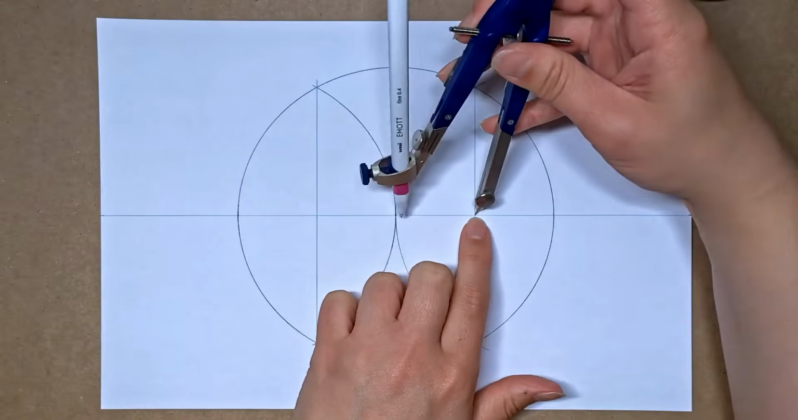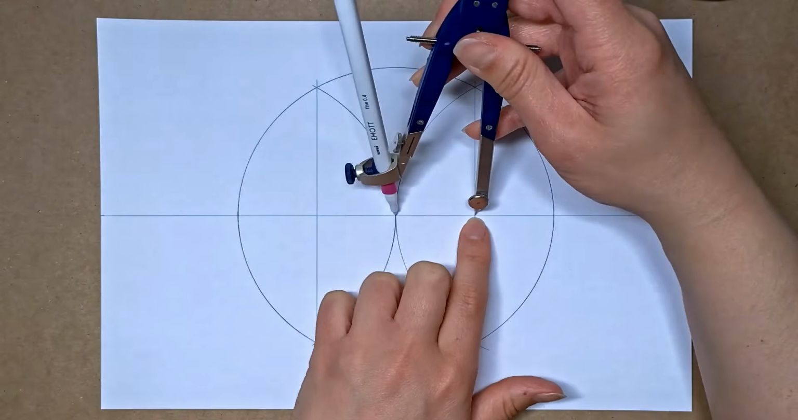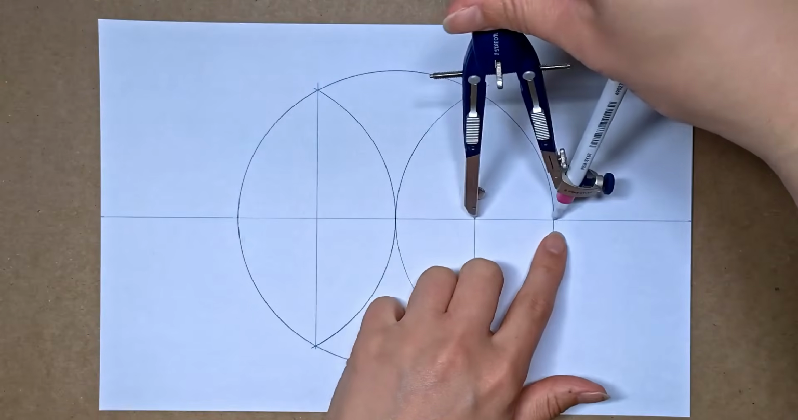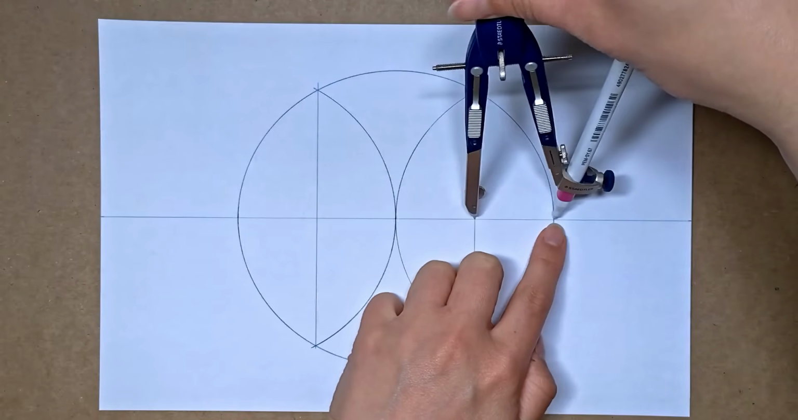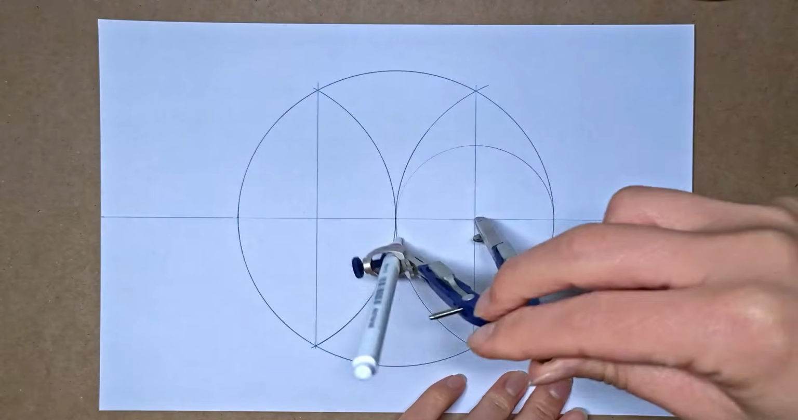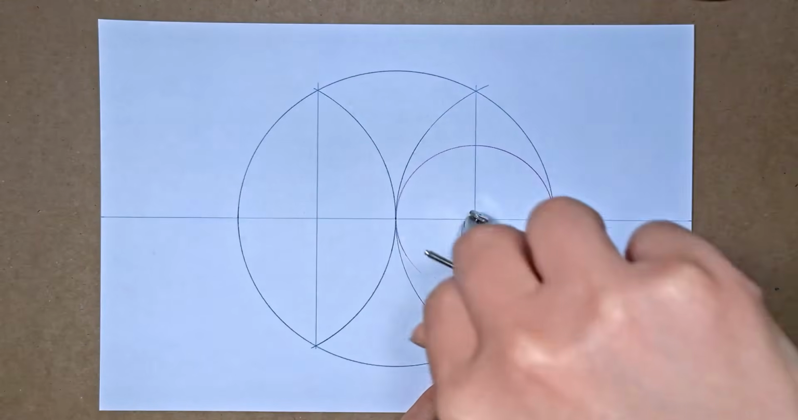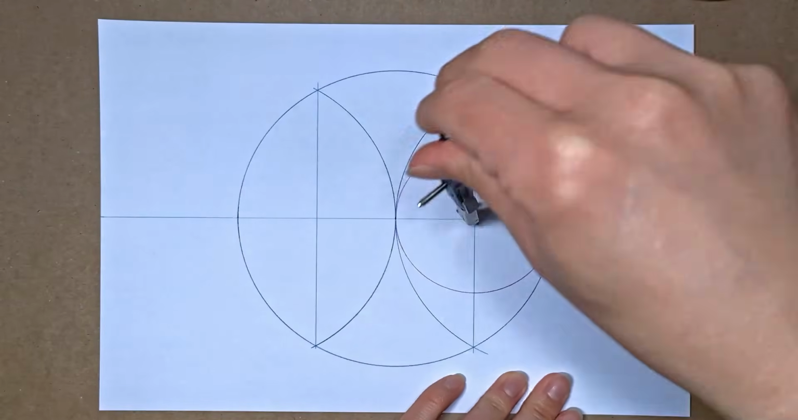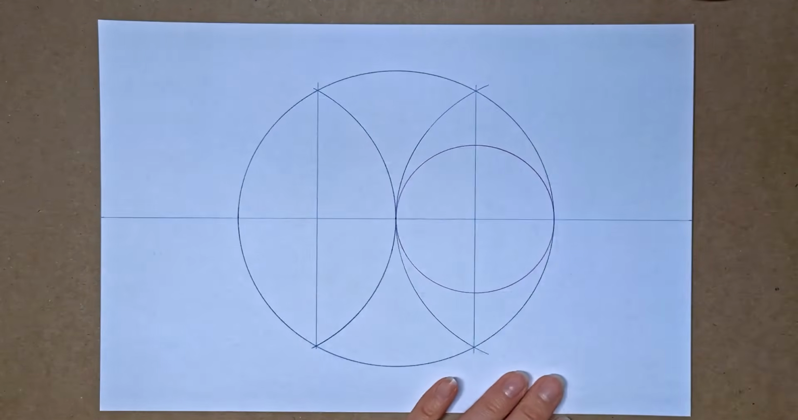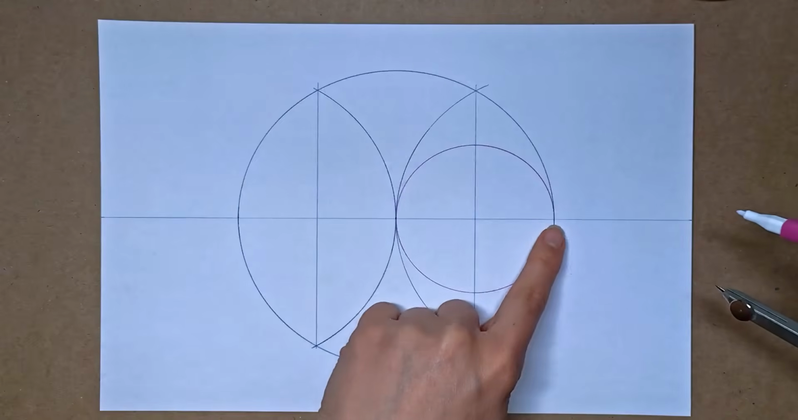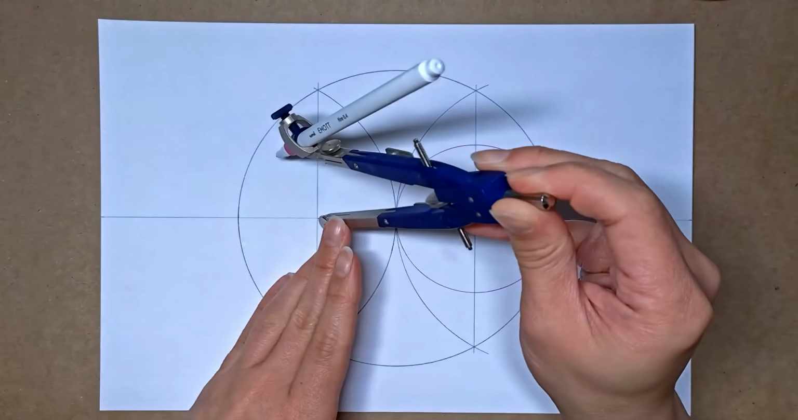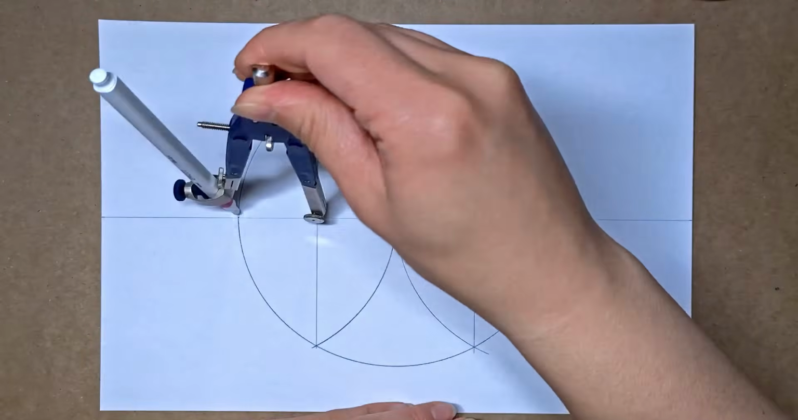So compass point on the intersection, adjusting the radius of the compass to the center of the circle, and that will be the same as to tangent the circumference of that circle. And so I can draw a circle that kind of nests here in this mandala, in this almond shape, and that is tangent to the center of the circle and the outer circumference. And I'm going to draw exactly the same thing here.